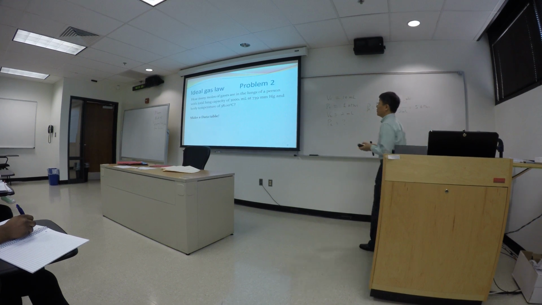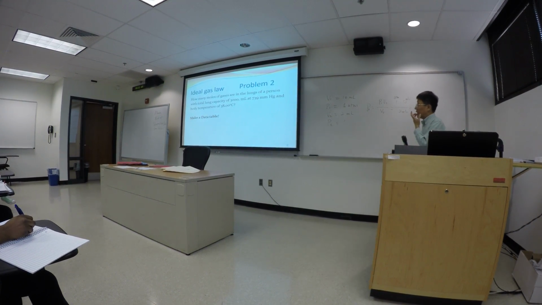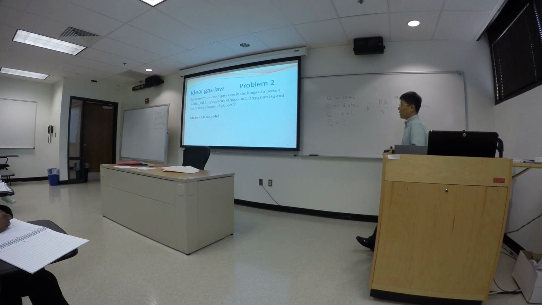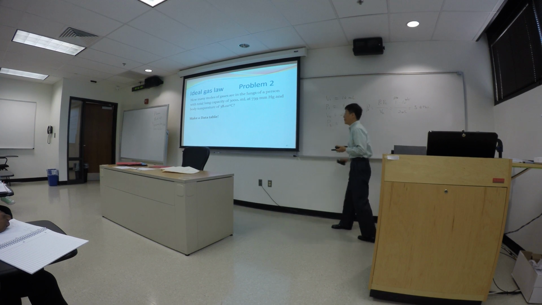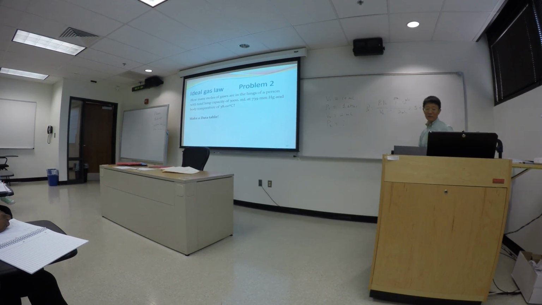Okay. Another example: how many moles of gas are in the lungs of a person with a total lung capacity of 3,000 milliliters at 739 millimeters of mercury, at a body temperature of 38 degrees? This person may have a slightly elevated temperature, since normal body temperature is around 36.5 to 37 degrees Celsius.